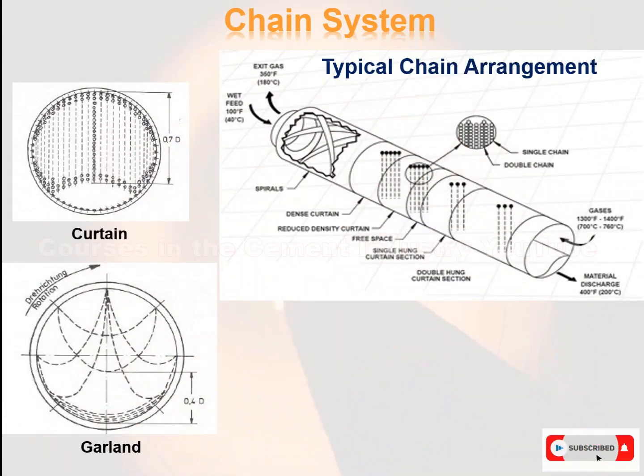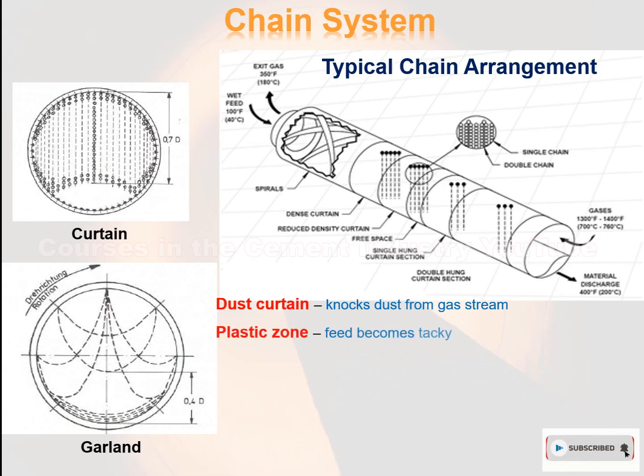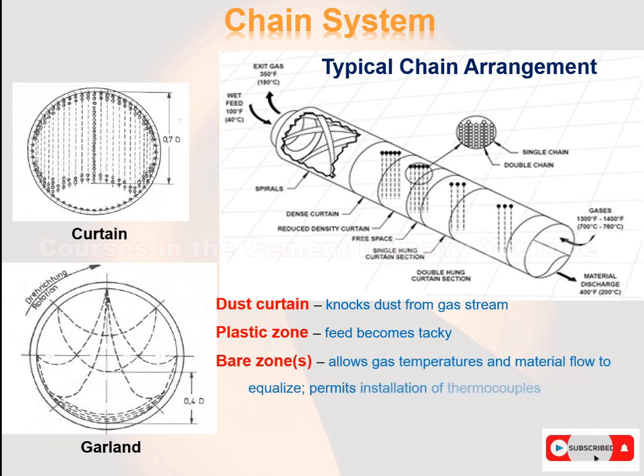This figure explains a typical chain arrangement. Dust curtain knocks dust from the gas stream. Plastic zone: feed becomes tacky. Bare zone allows gas temperatures and material flow to equalize, and permits installation of thermocouples. Radiation curtain, stainless steel, absorbs the most heat.